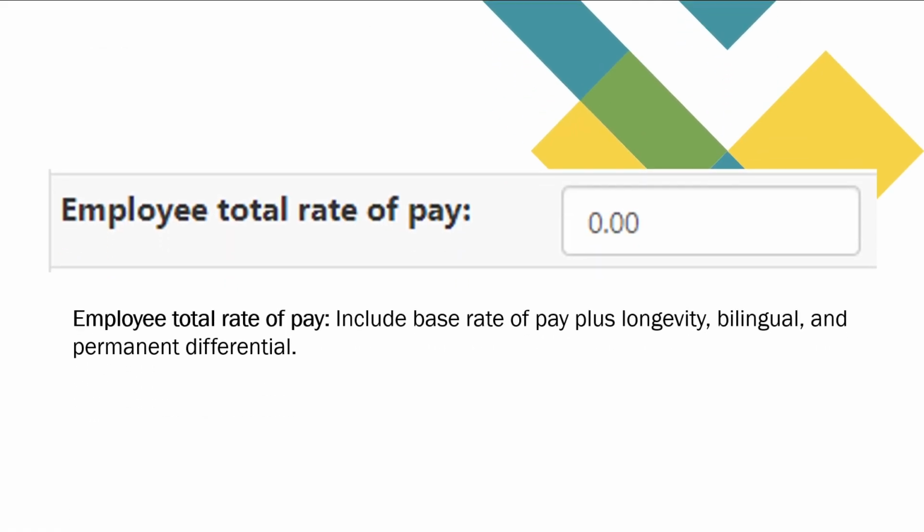The total rate of pay, this field will include the base rate plus any longevity, bilingual, and permanent differential supplement pay included to the base rate. So these pay rate fields could be the same, or there could be some different values you are adding to this field due to the member receiving supplemental pay for longevity, bilingual, or permanent differentials.